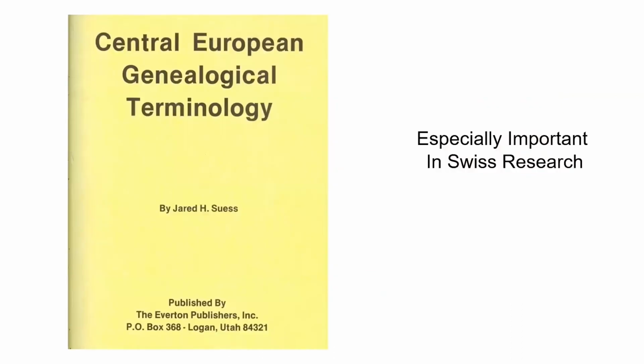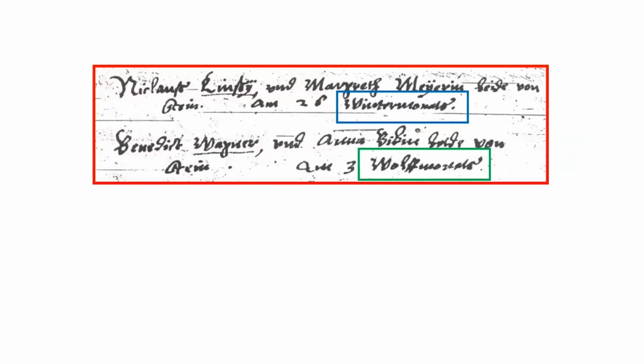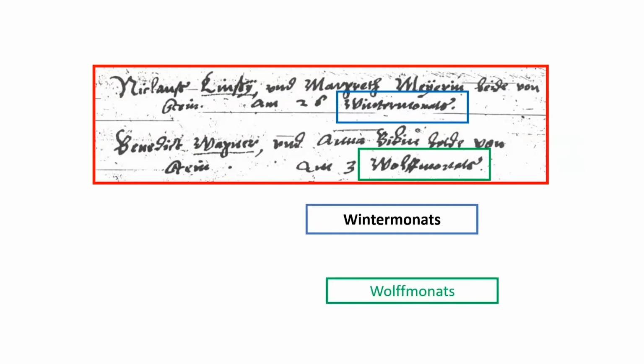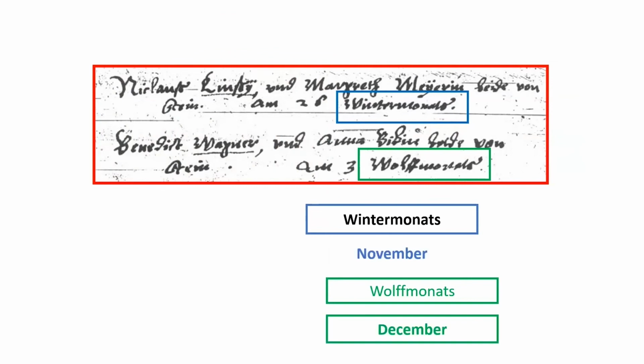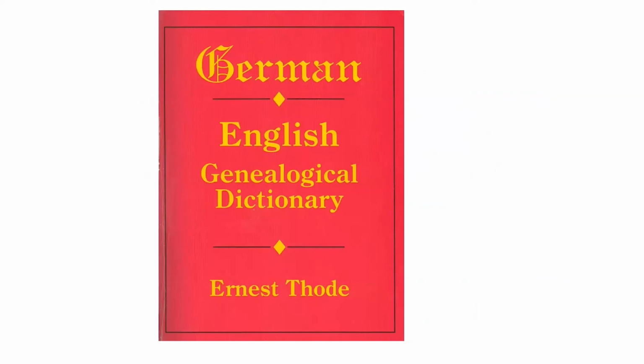This Central European genealogical terminology book by Jared Zeus is especially important in Swiss research. In this document, you have 2 months whose names are different than the standard months. The first is called Wintermonat, and the second is Wolfmonat. Wintermonat is November, and Wolfmonat is December. As winter got worse, wolves came closer to the towns to find food.